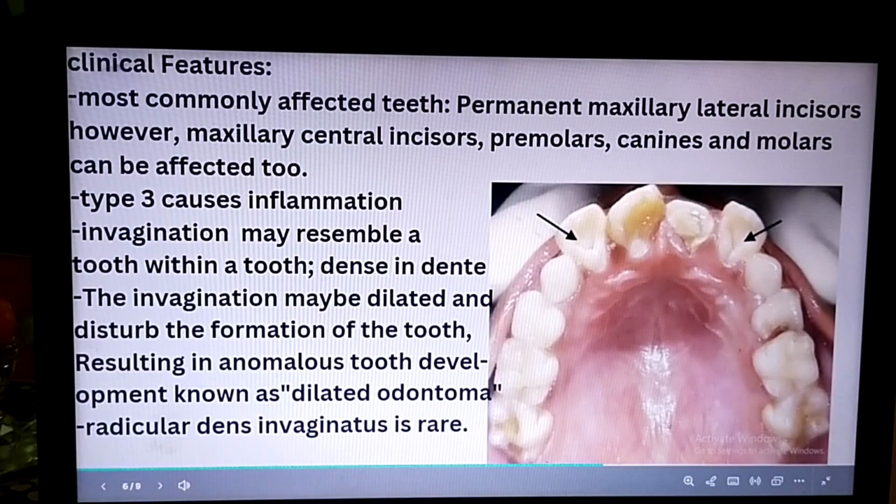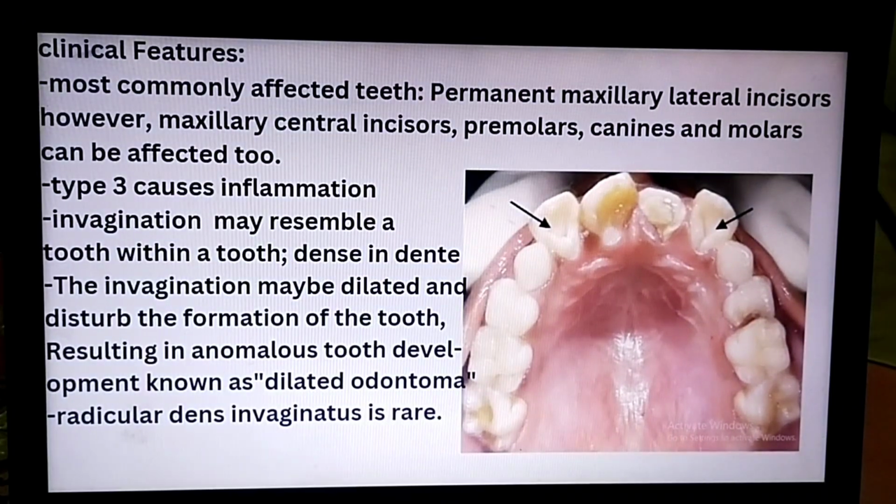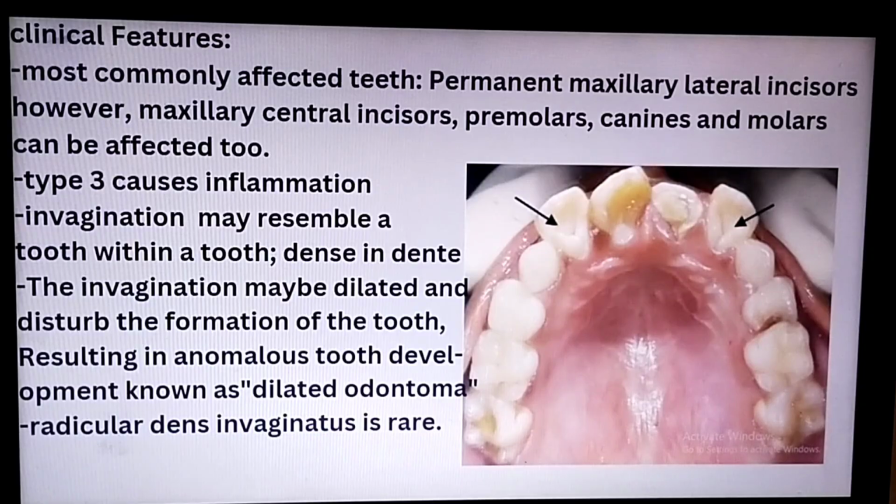Obviously, it is hindering the proper formation of the tooth, resulting in an anomalous tooth development known as dilated odontoma. Now we've already discussed what an odontoma is in the previous video. Odont means tooth and oma means tumor. Thus, in such cases, we can also see a dilated odontoma.